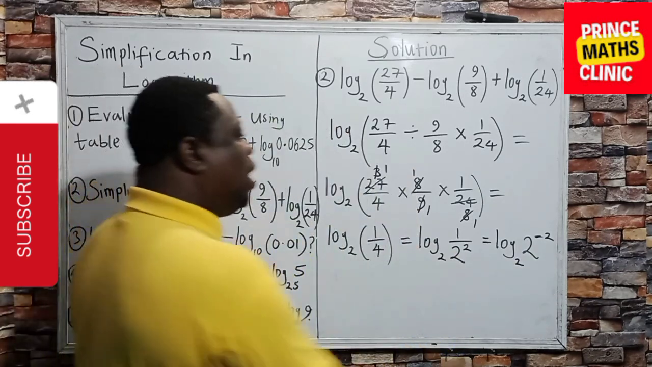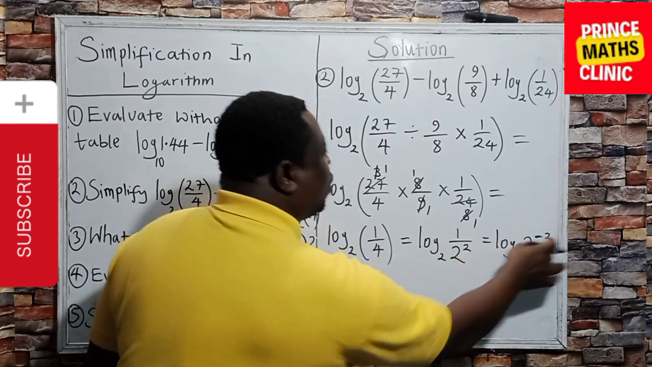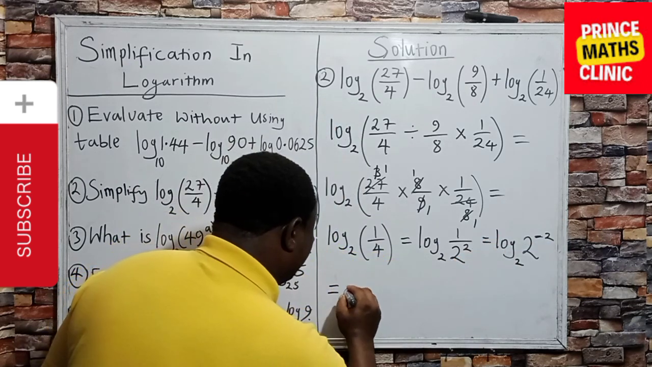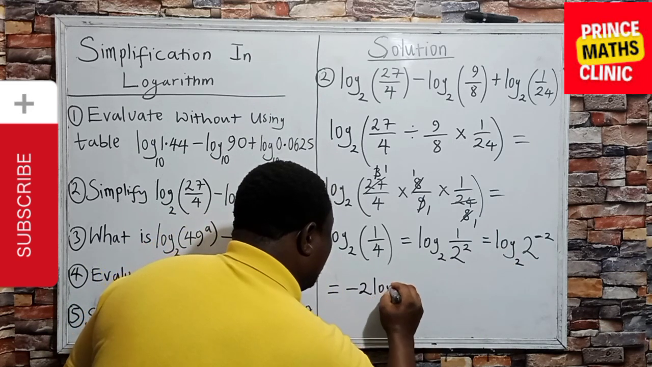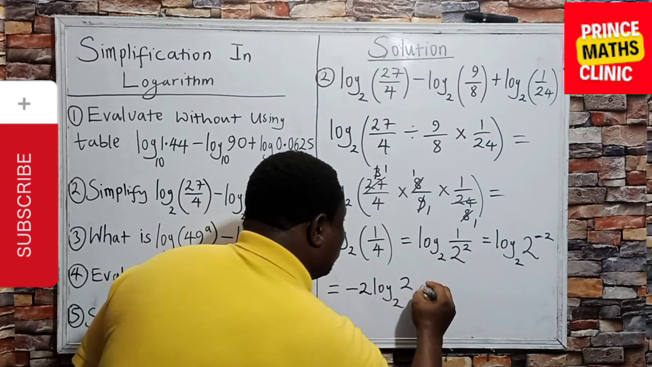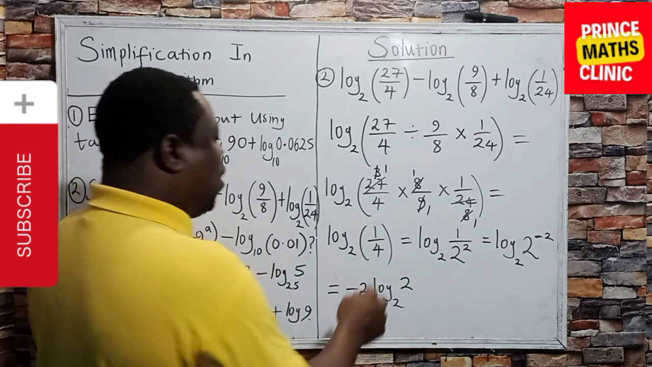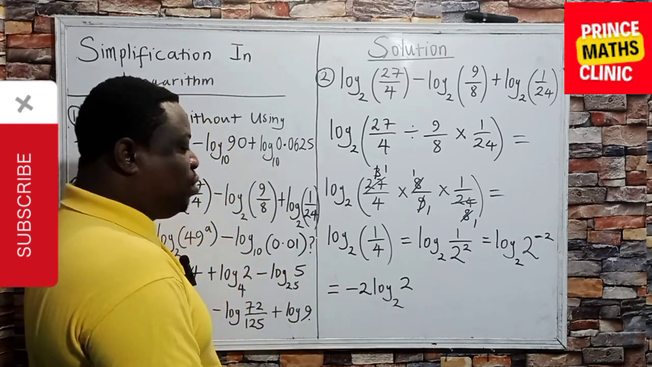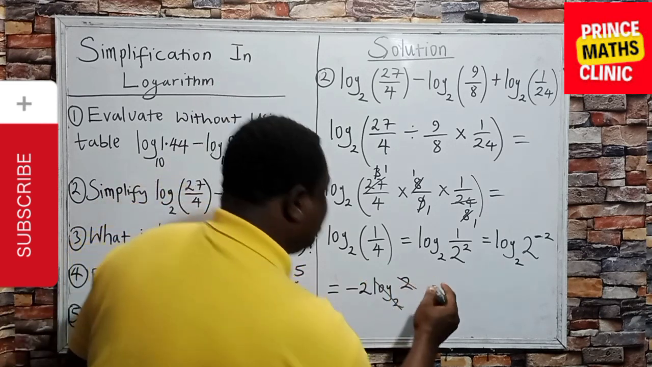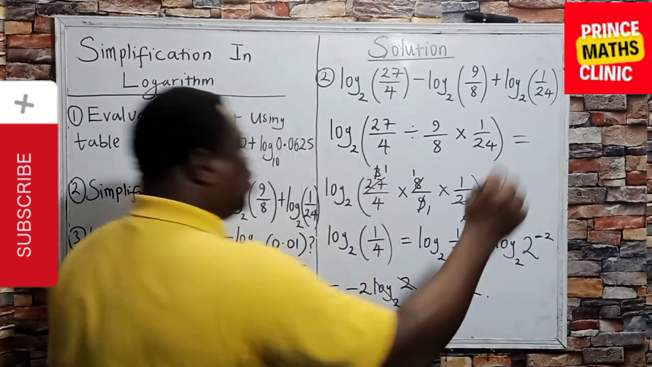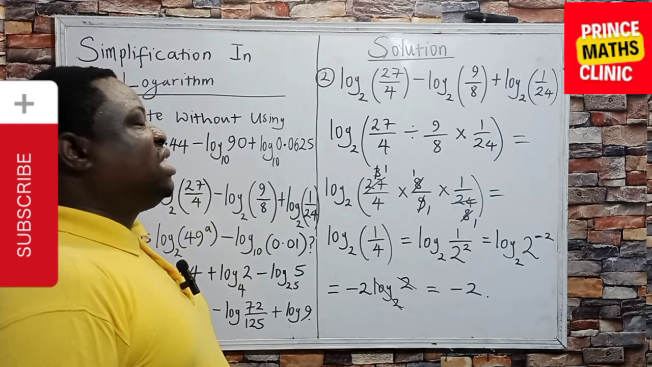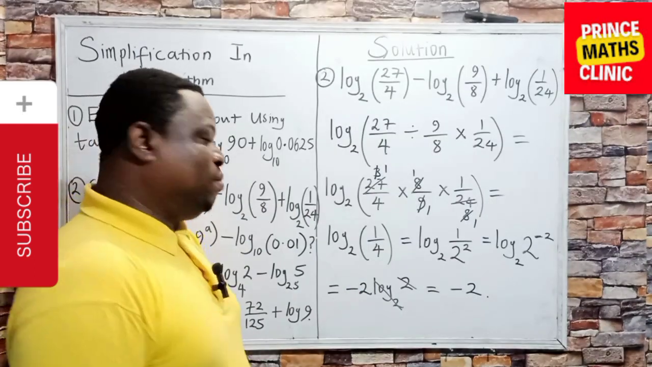Then you know that when a log is carrying a power, the power multiplies the log. Then this becomes, this power multiplies this, so this becomes minus 2 log 2 base 2. And when a log and a base are the same, they cancel out. So this cancels this. So minus 2 times 1 becomes minus 2. So that is the solution to this second question.